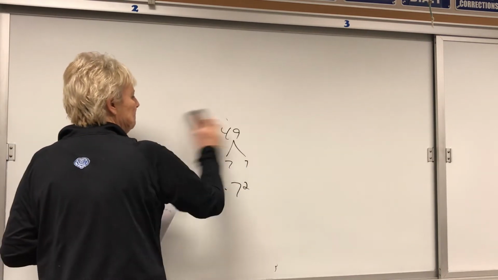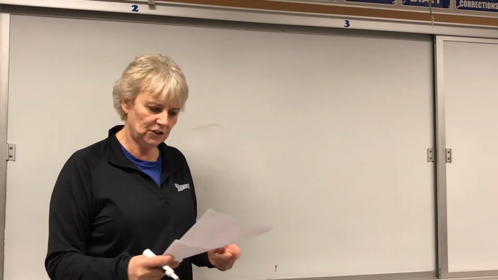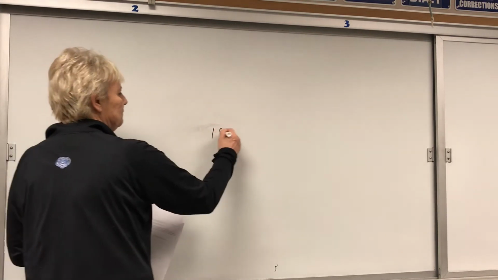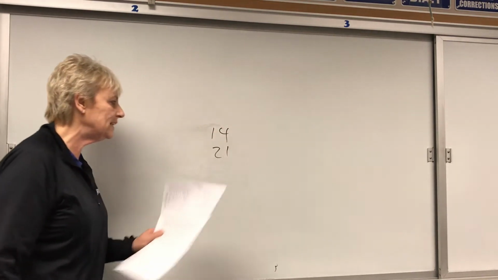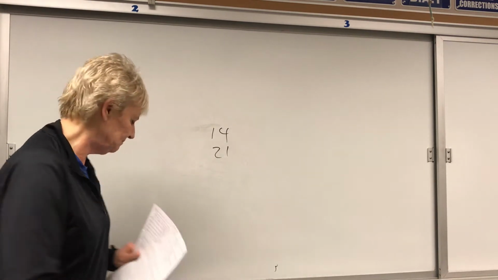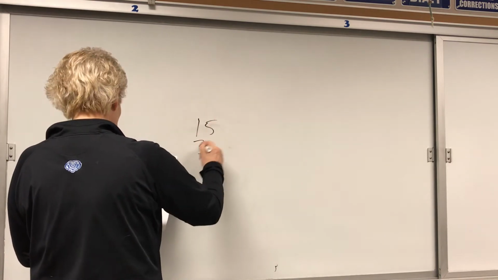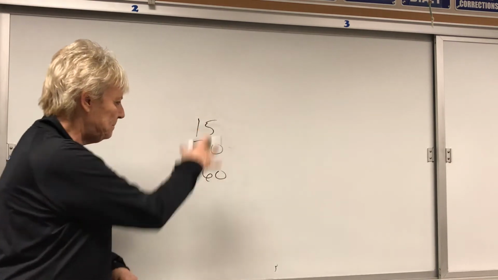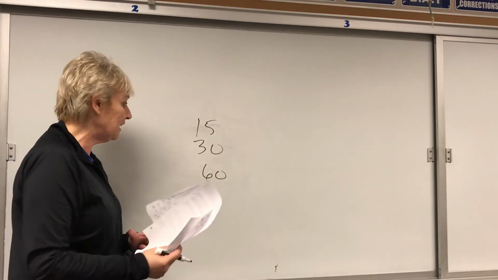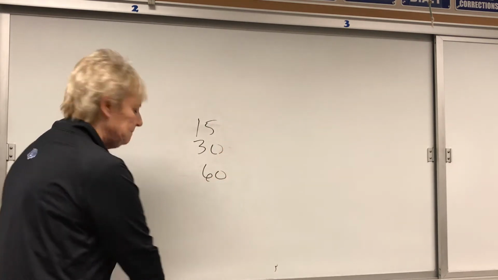Be sure the sub, I hope it's Miss Dubin, is pausing in case you aren't getting answers fast enough. All right, greatest common factor for 14 and 21. The biggest number that divides into both of those is 7. 15, 30, and 60. The biggest number that divides into all of those is 15. 15 goes into 15, goes into 30, goes into 60.